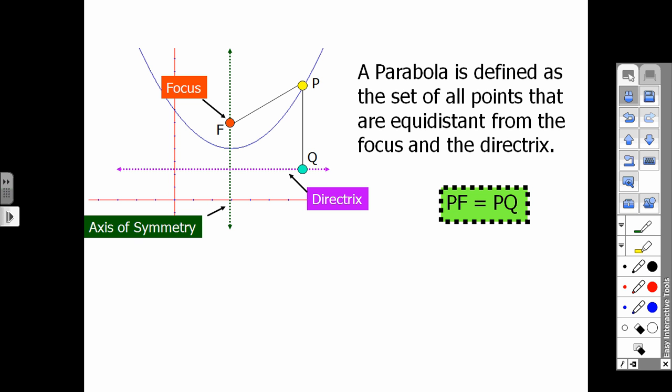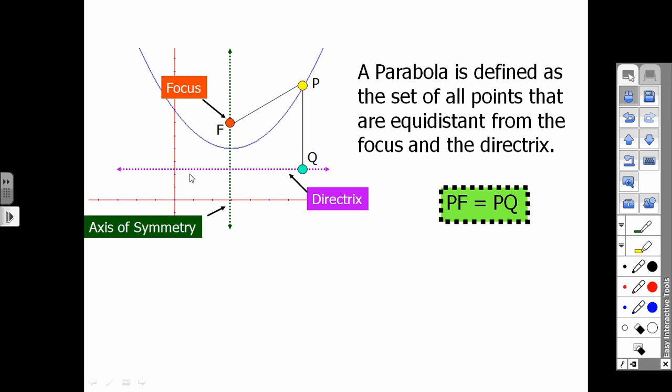Okay, so yeah, we already know what a parabola looks like, but we don't know it in terms of the definition how we've done all our other conics. And it's defined as the set of all points that are equidistant from the focus and the directrix. So that introduces a new vocab word, directrix.